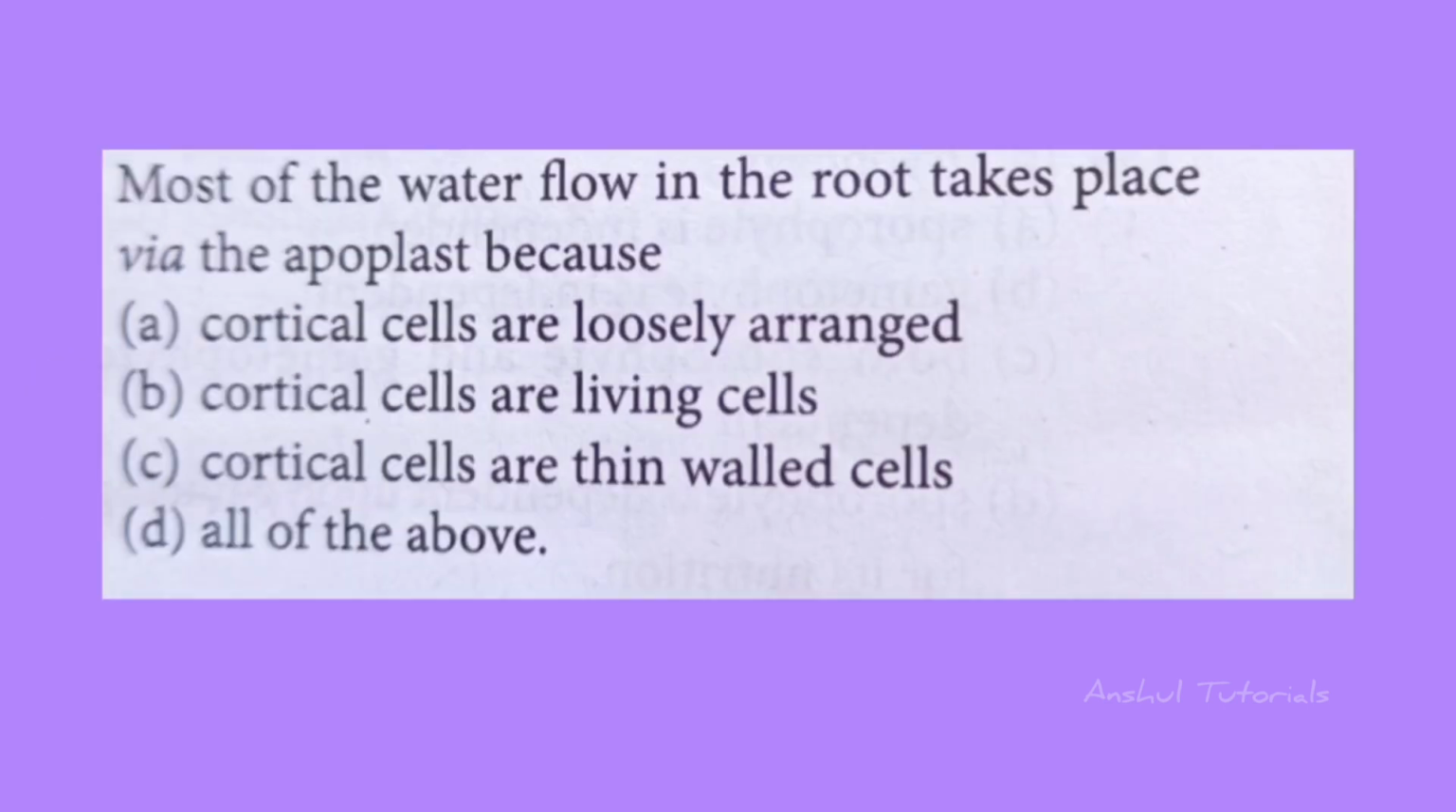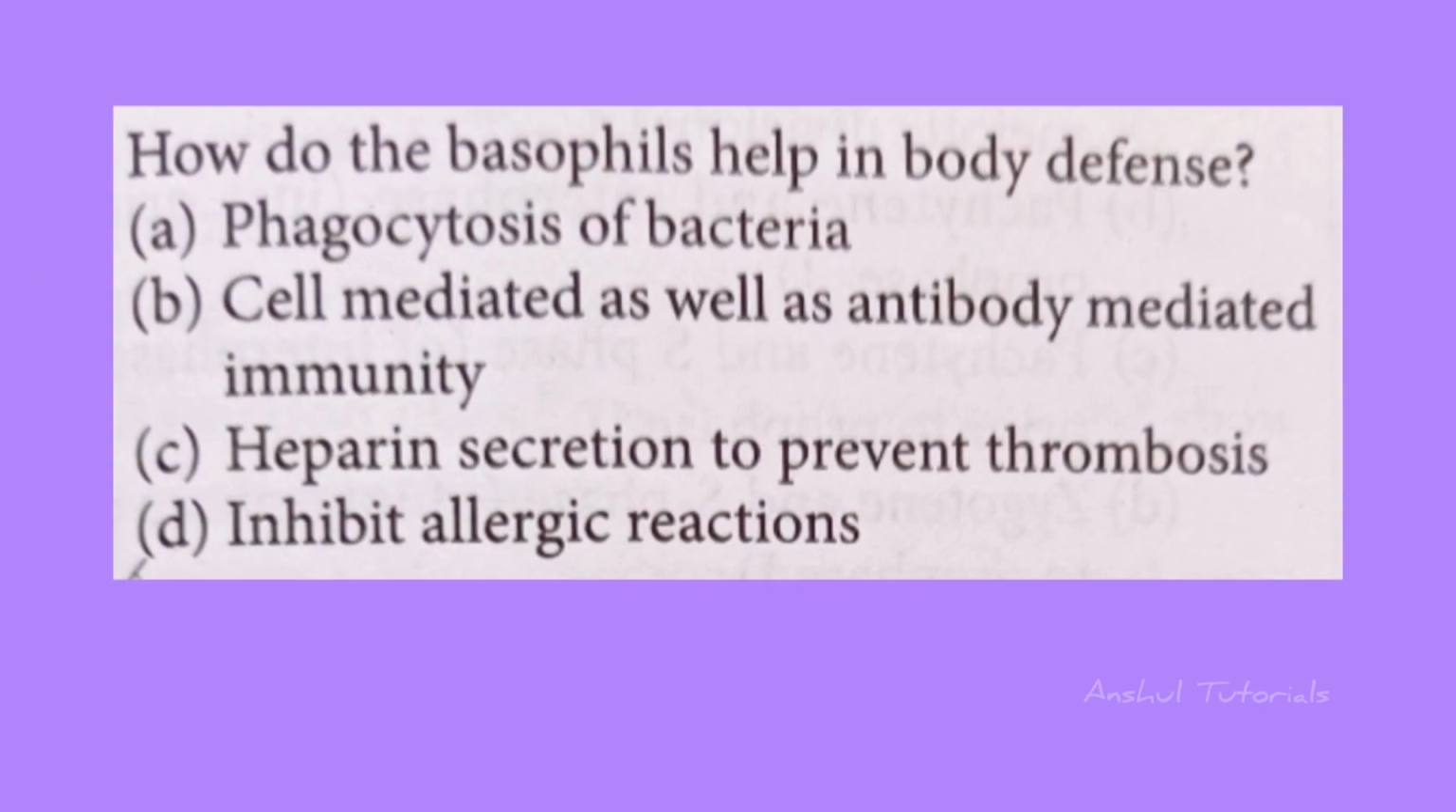The water flow in root takes place by apoplast because, so the correct answer is option A, that is cortical cells are loosely arranged. How do the basophils help in body defense? So the correct answer is option C, that is heparin secretion to prevent thrombosis.